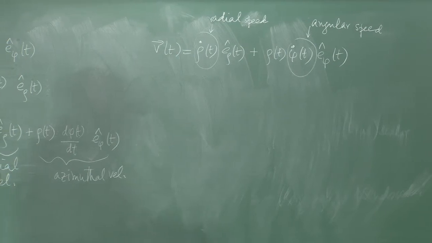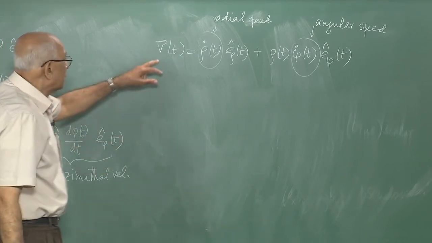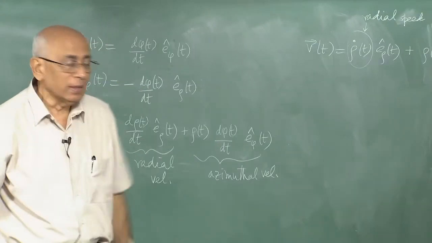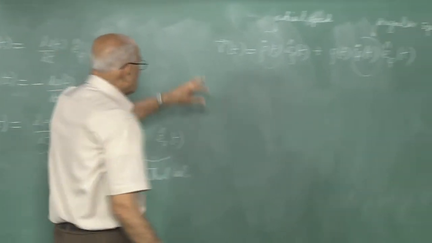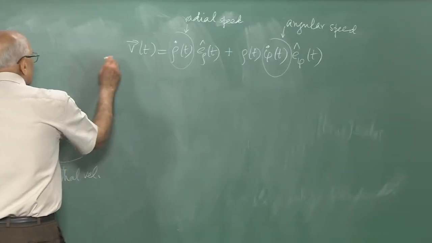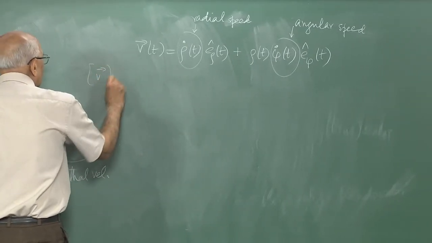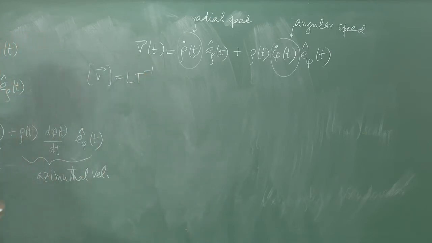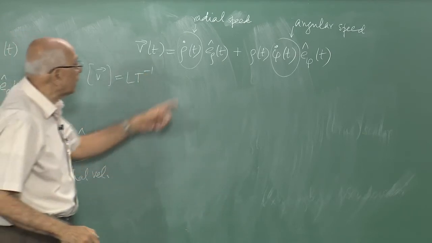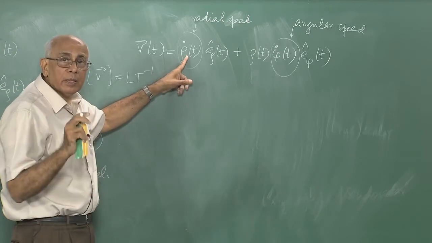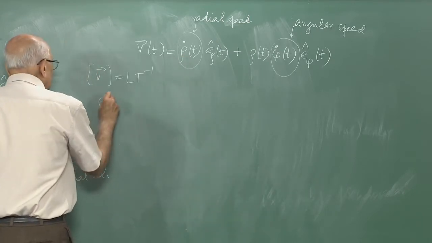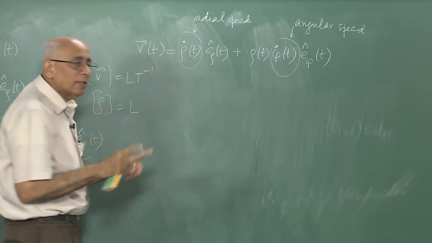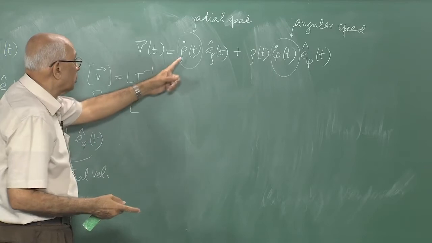Now we should check physical dimensions all the time. The distance, of course, or the displacement has got dimensions of length, physical dimensions of length. Velocity has physical dimensions L t inverse in this fashion, and we must make sure that is happening everywhere. This rho has dimensions of length and rho dot has dimensions of L t inverse. So that is okay, this part is okay.